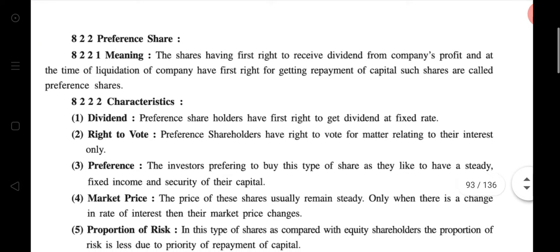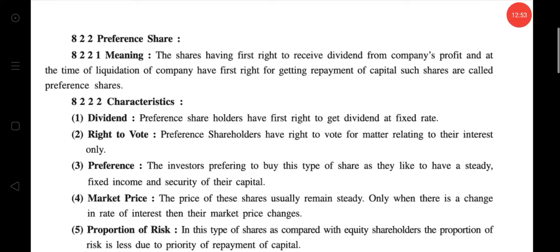So next, preference shares. First the meaning. What is a preference share? In common parlance, a preference share means a share having the first right to receive a dividend and also the first right for getting repayment of capital at the time of dissolution or liquidation. That is called preferential. That means we saw that in equity share there is a right to receive dividend and repaid capital at the end. But in preference shares, the right to receive dividend and capital, both are first rights. That is called preference shares.